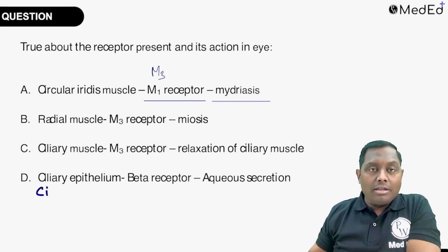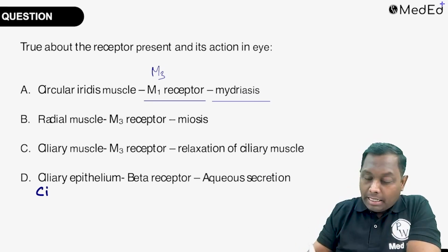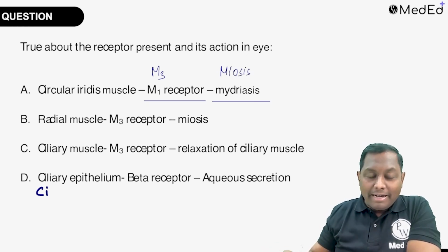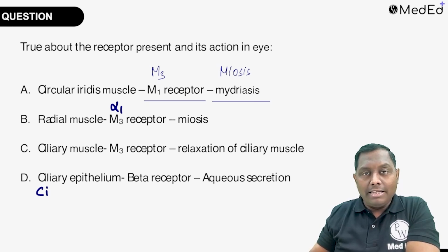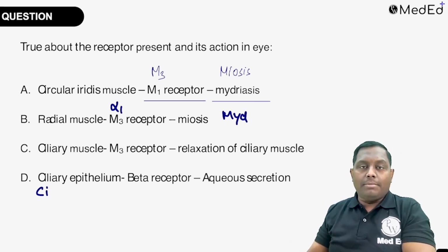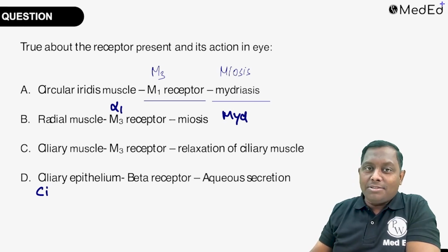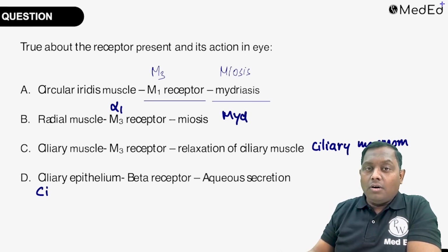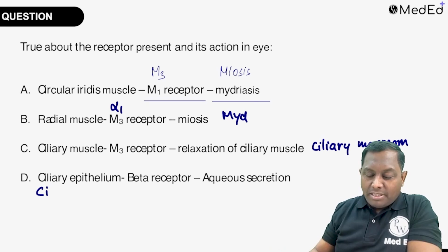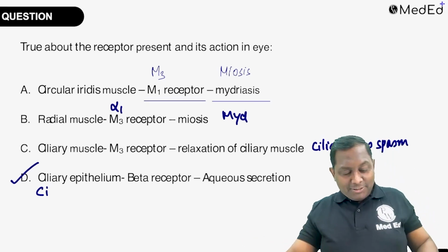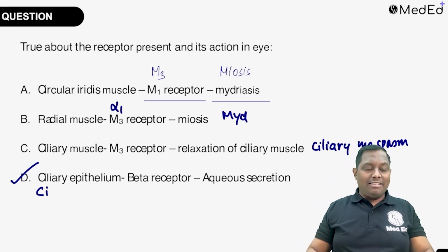On the circular iris muscle we have M3 receptors, not M1, and they cause always and always miosis. Okay, so the first option is ruled out. Now on the radial muscle, what do we have? Alpha 1, and they cause mydriasis, I have told you. On the ciliary muscle we also have M3 receptors. Will they cause relaxation of the ciliary muscle? No, they can cause spasm of the ciliary muscle, they do not cause relaxation. And on the ciliary epithelium there is a beta receptor that is causing aqueous secretion. Yes, this is the correct answer. So you get the answer that is the least expected.